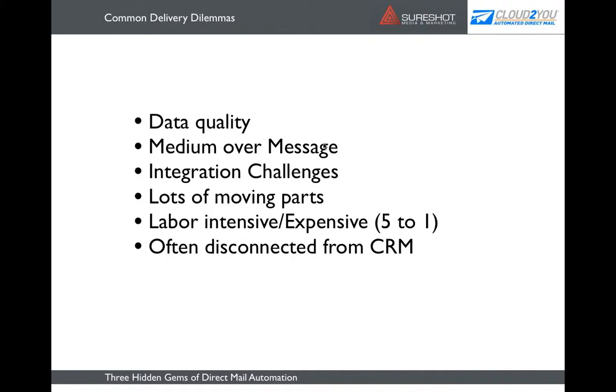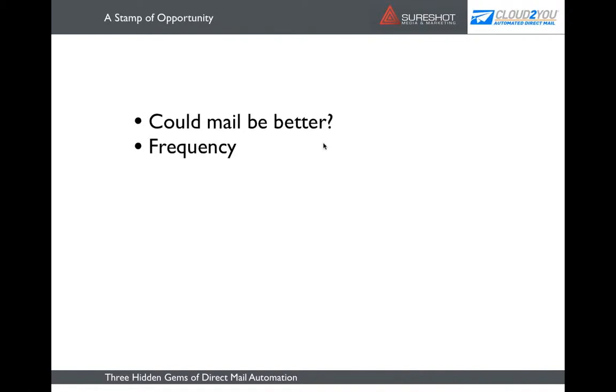And finally, you have an element where often these processes, because they're handled by the mail house and outsourced, are separated from what we might call our marketing automation or CRM activities. When we're doing our digital campaigns, mail tends to be in another room, in another department. We wouldn't define them as a really good friend.